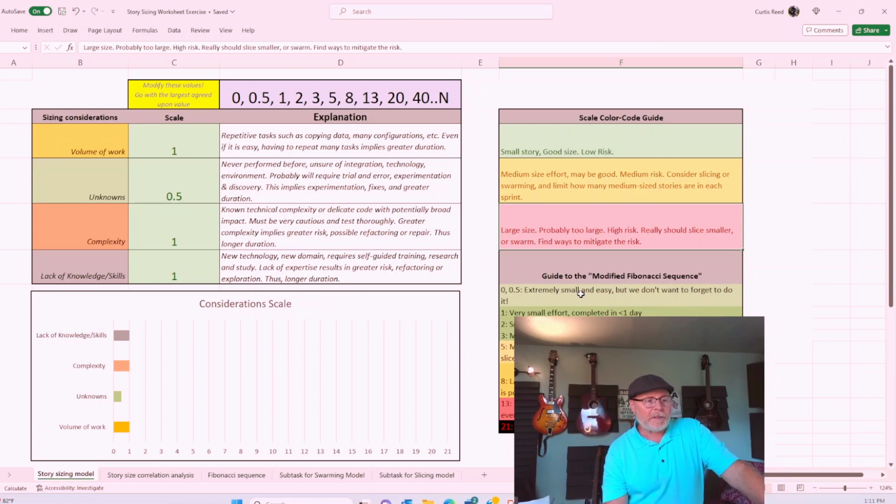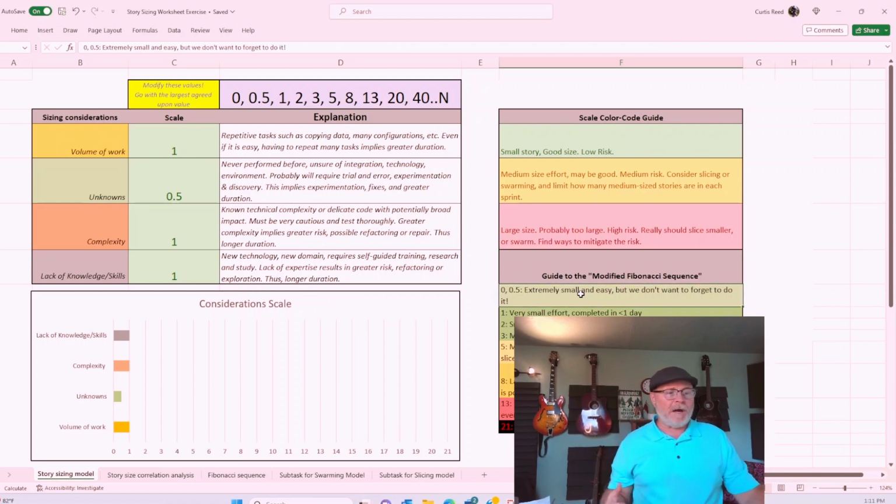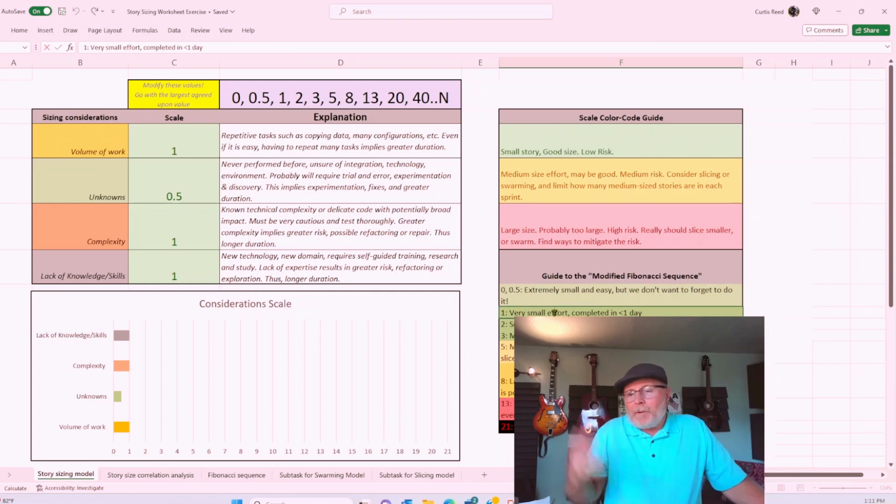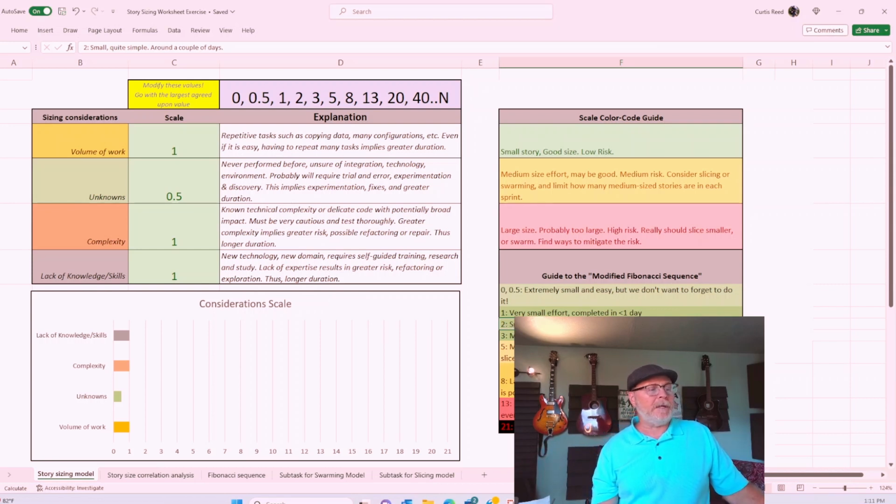Let's next look at the guide to modified Fibonacci sequence. So 0 to 0.5, extremely small and easy. Forget about it. It's easy. We got to just go. A 1, very small effort. Probably takes a day. Let's move on. A 2 is small, quite simple, around a couple of days. 3, starting to be medium, but it's manageable. Okay? Few days, maybe a week if we have problems, but it's a few days.